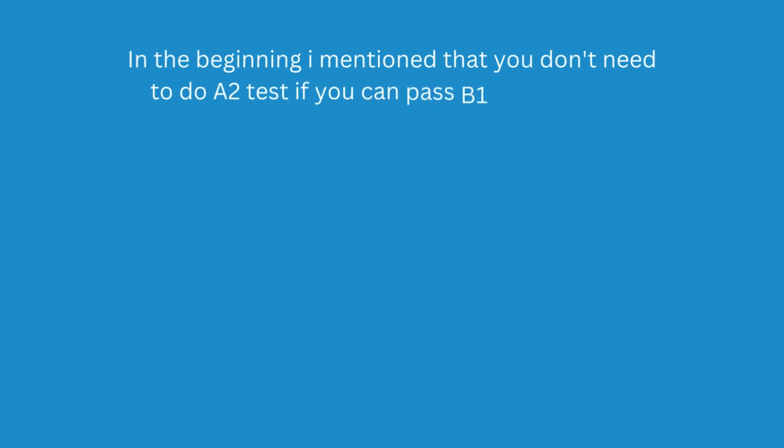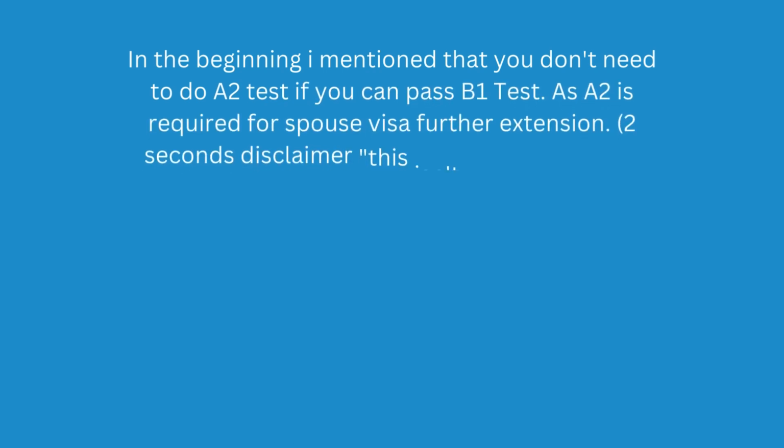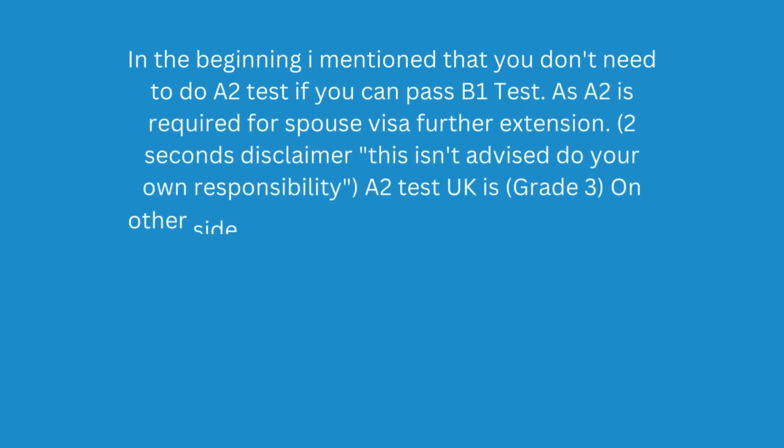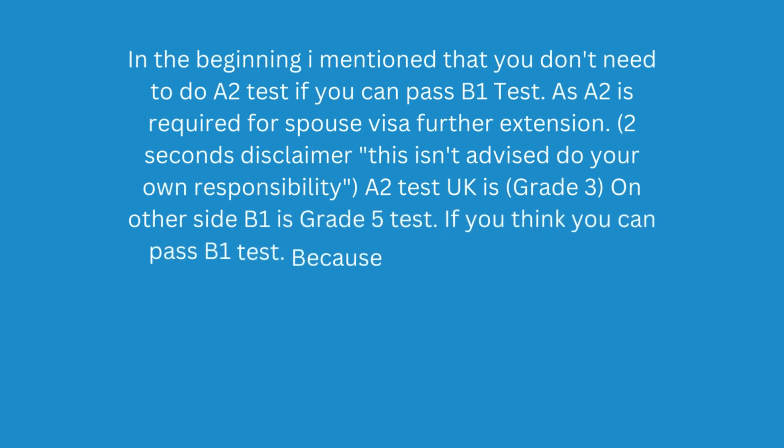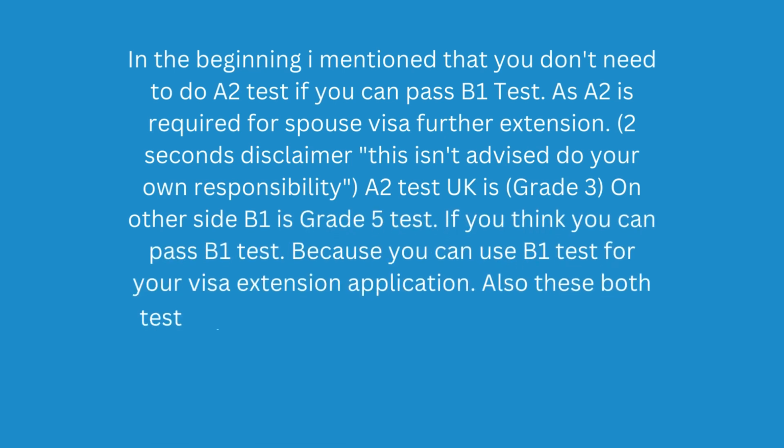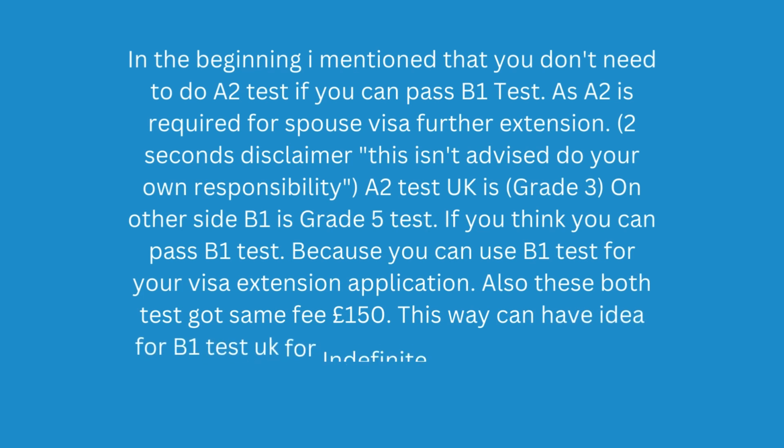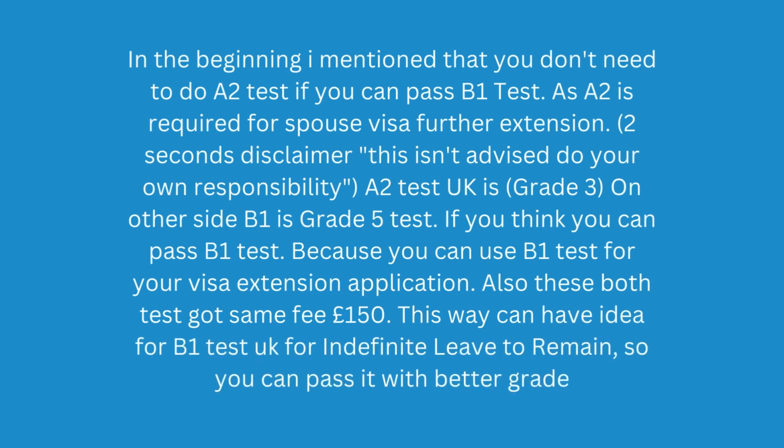Now in the beginning of the video, I mentioned that you don't need to do your A2 test if you can pass your B1 test, as your A2 test is required for spouse visa extension. The A2 test is grade 3. On the other side, the B1 test is a grade 5 test. So if you think you can pass the B1 test, then you should skip the A2 test and go directly for the B1 test, because you can use the B1 test for your visa extension application.